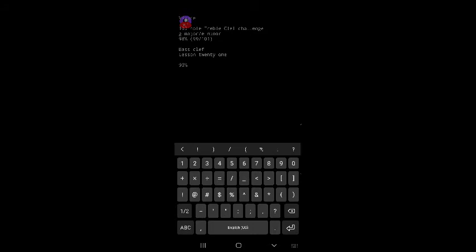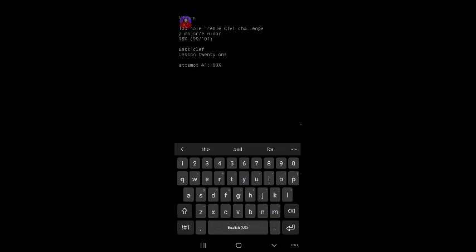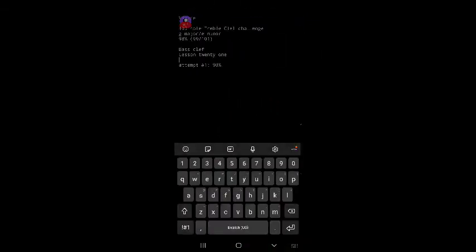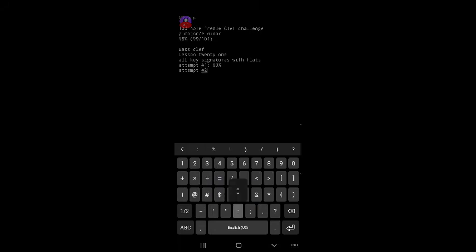Now, what are we doing? Attempt number one, 90%. But what was the topic? No, all key signatures with flats. Attempt number two. I think this just takes too much brain power for me this late at night. I'm really tired.